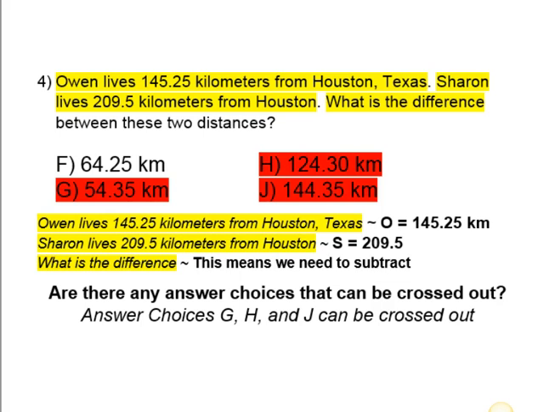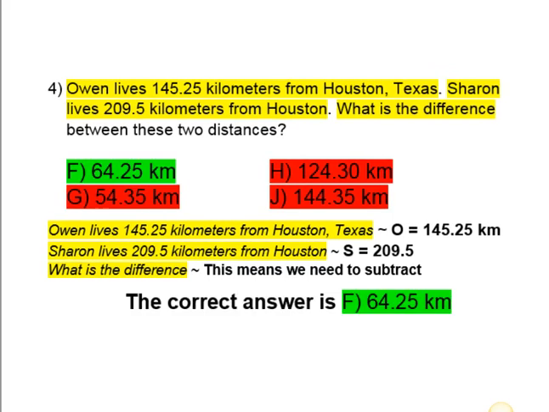Because in doing that, again, it will help you to improve your chances of getting the question correct. If you said that answer choices G, H, and J can be crossed out, you are correct. So our final, correct answer choice is F, 64.25.